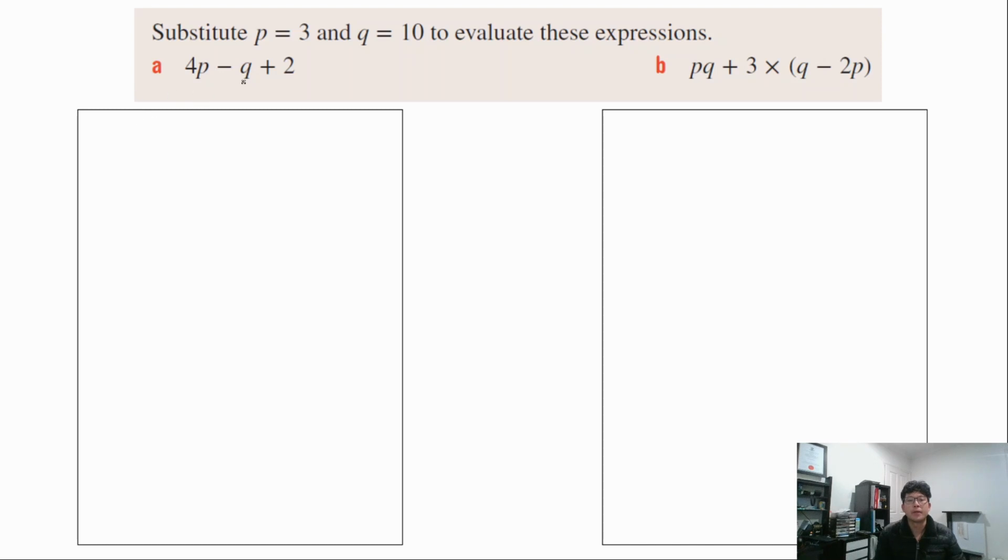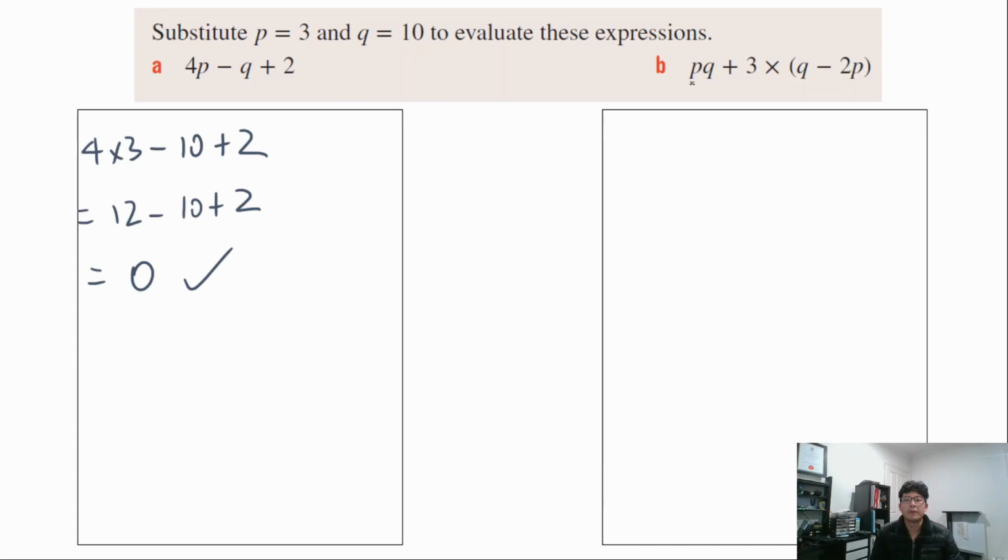Alright, let's start off with the question on the left. Question A, we have 4p minus q plus 2. Substitute p with 3, so that'll give you 4 times 3 on this side, minus 10 plus 2. Using BODMAS, you do the multiplication first. That gives you 12 minus 10 plus 2, and if you work that through, that will give you 0. Give yourself a tick if you got that one correct.